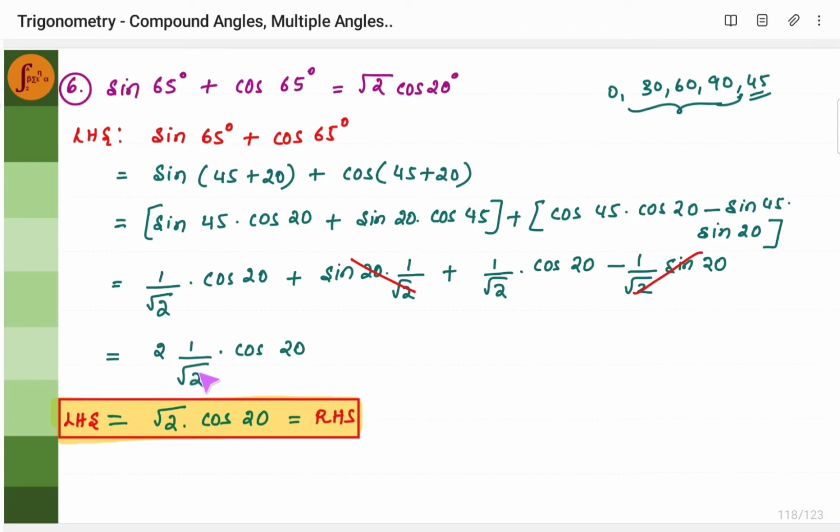2 into 1 by root 2 cos 20 because this is happening 2 times. 2 is equal to root 2 into root 2, right? You can write this as root 2 into root 2, and 1 root 2 and 1 root 2 will get cancelled. So you're left with root 2 cos 20, which is equal to RHS.